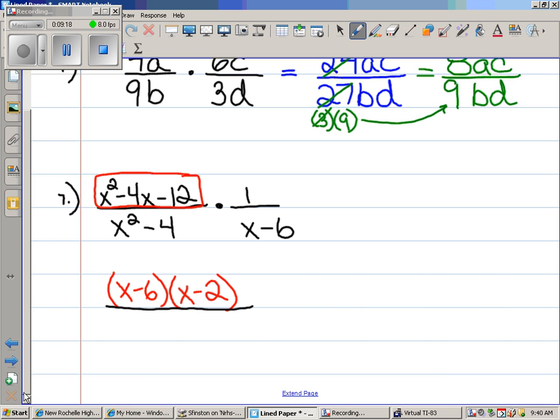Now let's do the bottom one. Oh, I made a mistake. Sorry about that, in my rush to move on. Now we're going to do the bottom one in green. X squared minus 4, that's the difference of 2 perfect squares. That's x plus 2 and x minus 2.